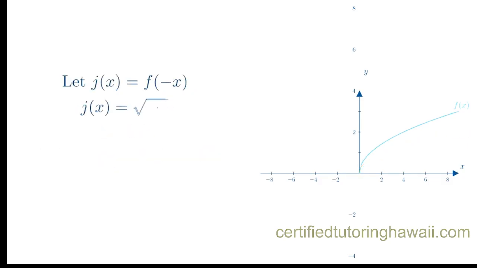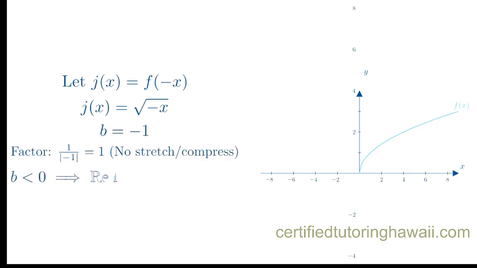And finally, let's see a reflection. Let j of x equal the square root of negative x. The negative sign inside reflects the graph over the y-axis. The original graph only existed for positive x values. The transformed graph now only exists for negative x values, having been flipped from right to left.